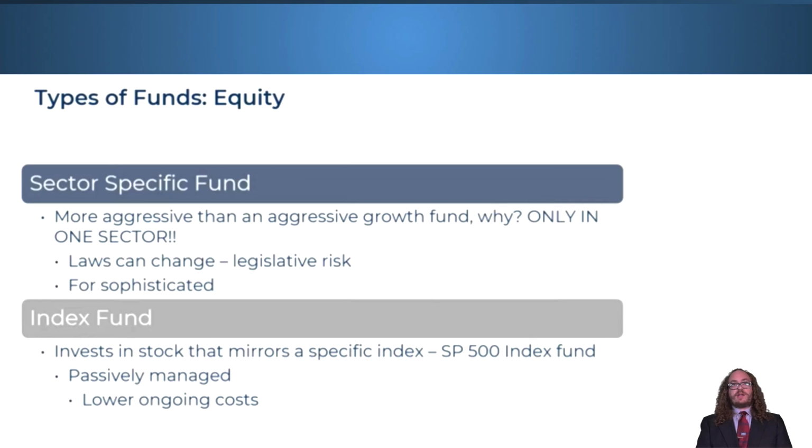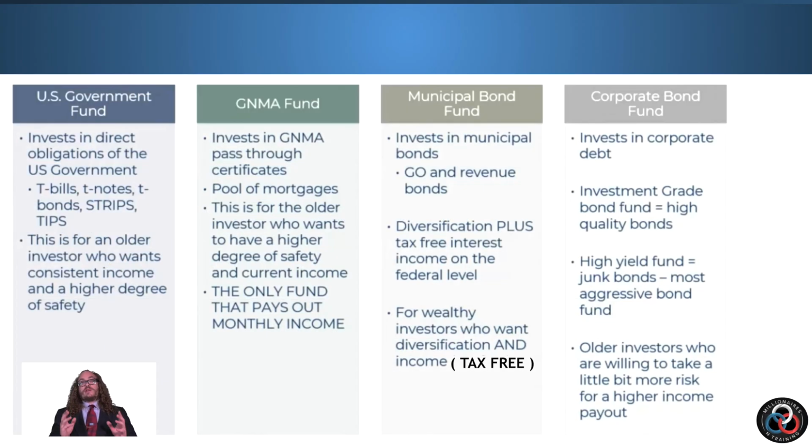Now let's take a look at our income funds, or our funds that invest in debt instruments. A U.S. government fund will invest in direct obligations of the United States government, including Treasury bills, Treasury notes, and Treasury bonds, as well as Treasury strips and TIPS. These are usually used for older investors who want a consistent income with a higher degree of safety. Remember, our U.S. government debt instruments carry the highest degree of safety when compared to municipal and corporate bonds, because it's the taxing power of the United States government that backs the debt.